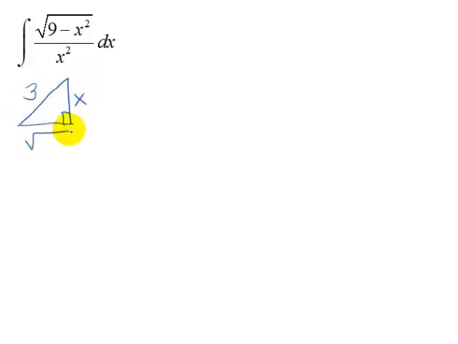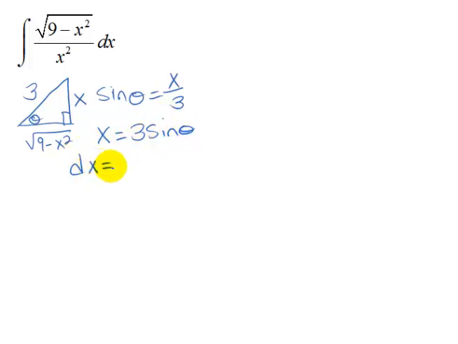That way, doing the Pythagorean theorem, this side would be the square root of 9 minus x squared. And let's put theta here. The trig function relating those two easier sides is sine theta equals x, opposite over hypotenuse 3. Solving this for x, I have x equals 3 sine theta, and that means dx is 3 cosine theta d theta. We're ready to do our substitution then.